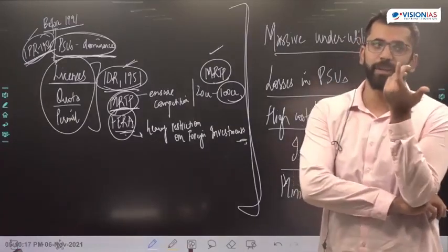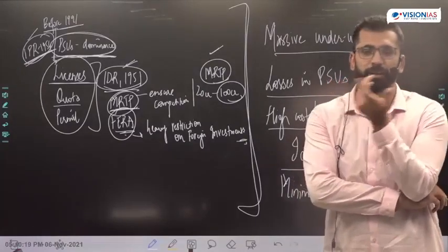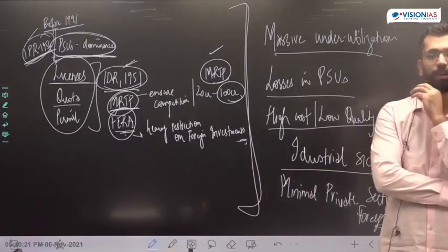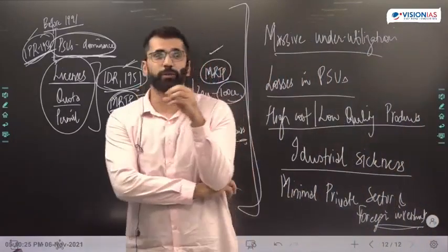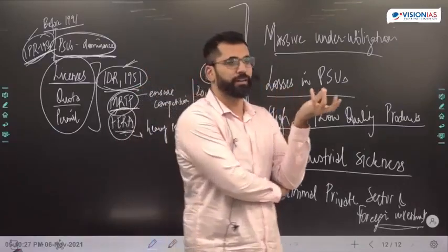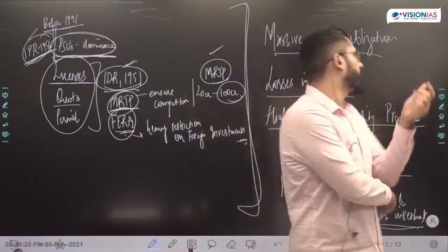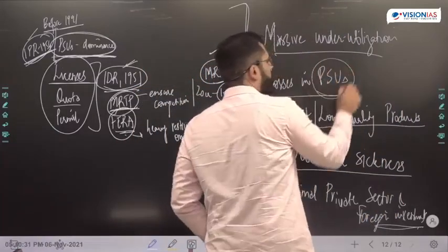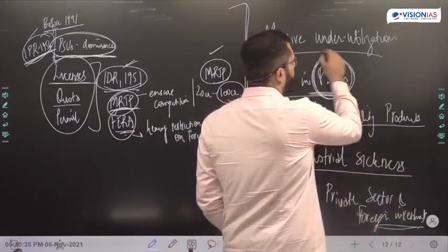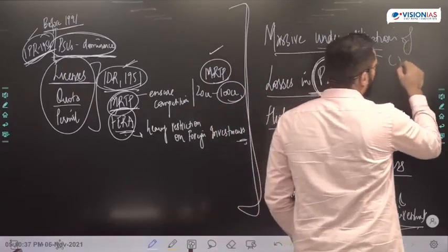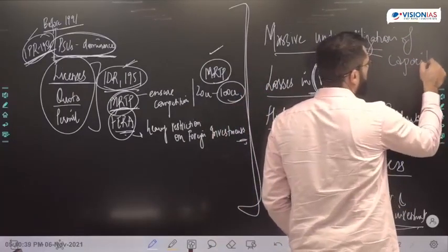You were getting only one car, Ambassador, one bread, one watch. There was no, you can say, competition in the consumer sector. You only had few goods available because most of your industrialization was being done through the PSUs. Massive underutilization of capacity, poor quality infrastructure.